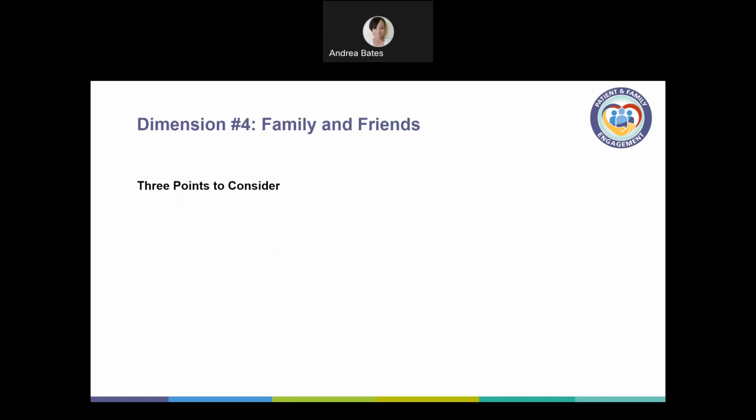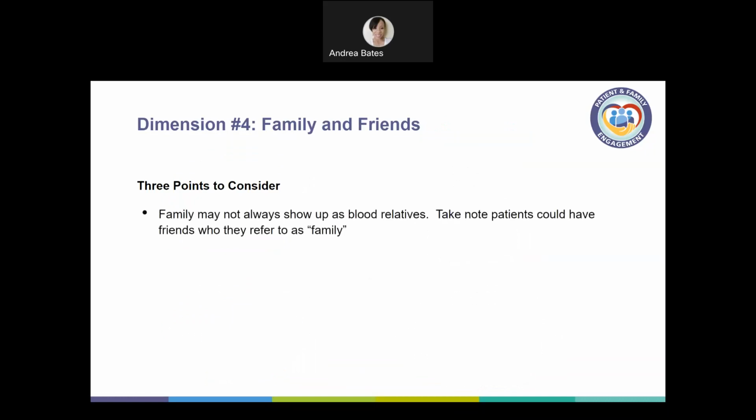So, for the fourth dimension, which is family and friends, here are three things or a couple points to consider. As we know, family may not always show up as blood relatives. Take note that patients could have friends who they refer to as family.